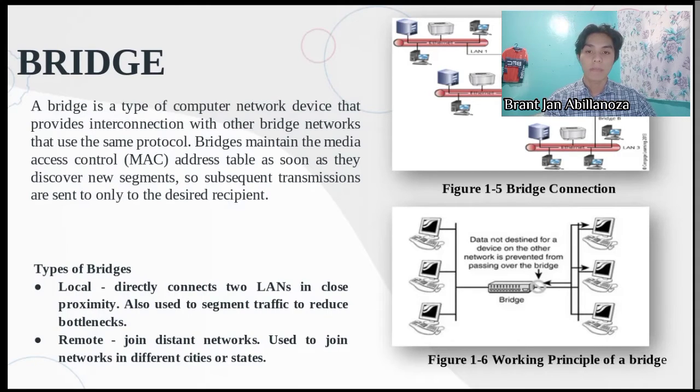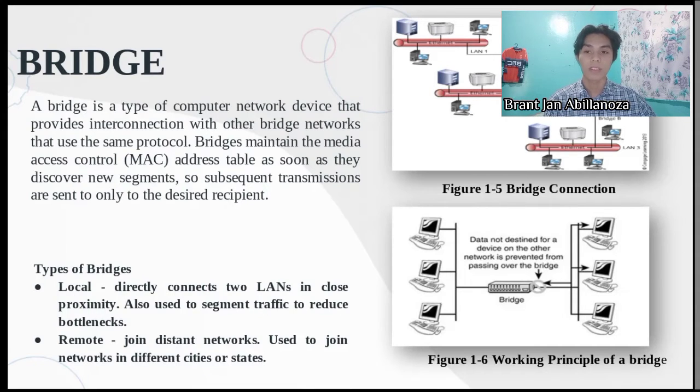So here are two types of bridge. One is local. It directly connects two LANs in close proximity. Also used to segment traffic to reduce bottlenecks. Second is remote, to join distant networks. Used to join networks in different cities or states.